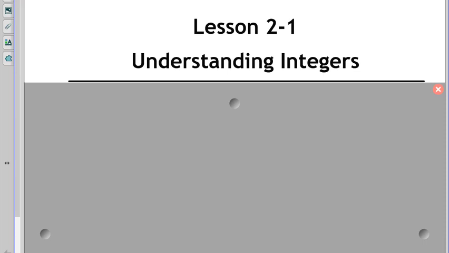We're going to be dealing with integers. So in this first lesson, Lesson 2-1, that's Topic 2, Lesson 1, we're going to be just introducing the idea of integers and what they are. Integers are just basically whole numbers. And you've started with integers way back when you started to count in first grade. 0, 1, 2, 3, 4, 5, 6. No fractions, no decimals, on and on.